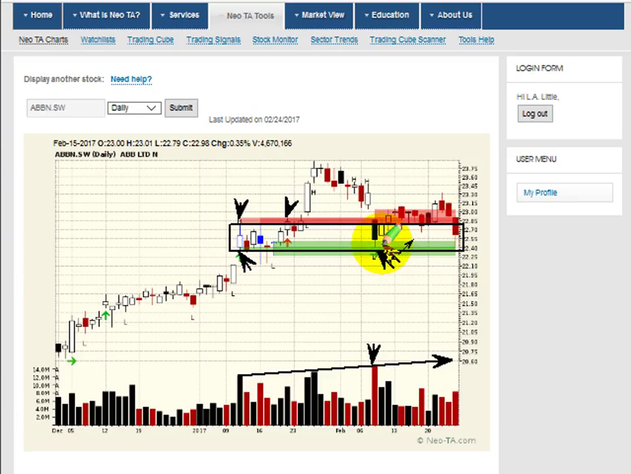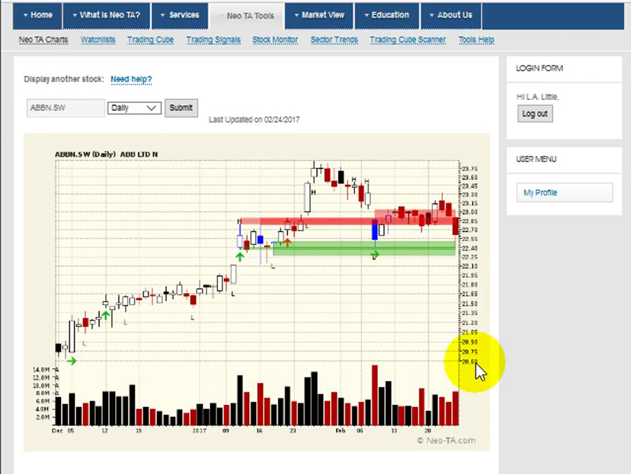In other words, it could have tried to test again. It didn't. And so as it started to bounce, you have to expect it's going to try to bounce again. It did. Here's your third test. Here's the fourth test. The writing on the wall for this stock is it's probably going to break lower.